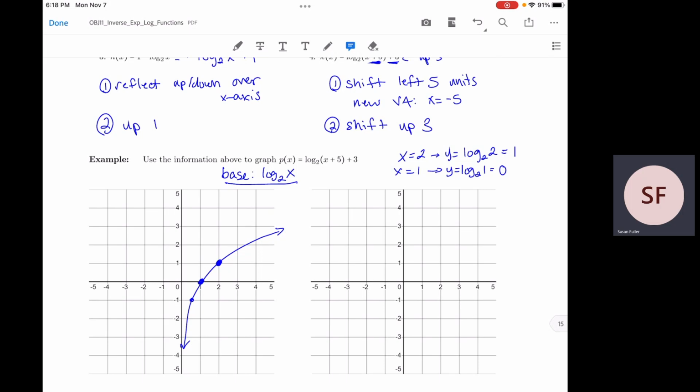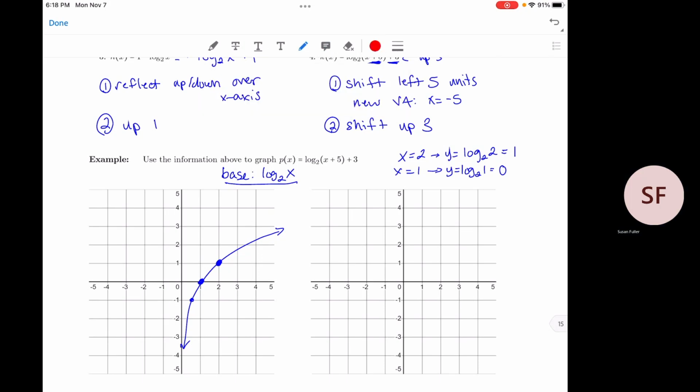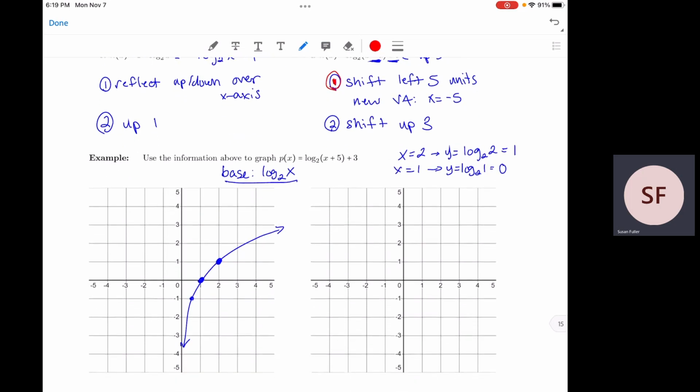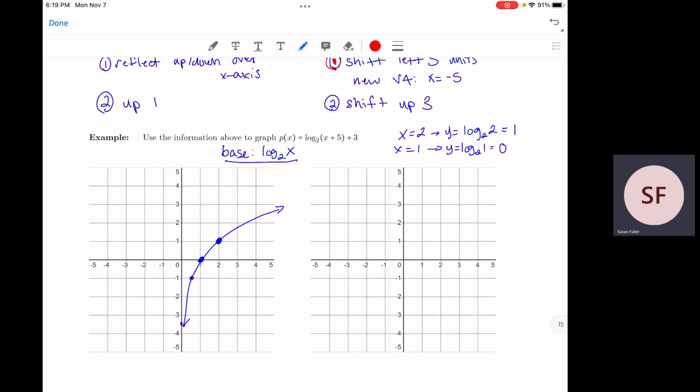So let me switch colors here. The first thing that I will do is shift this whole thing 5 units to the left. So I'm going to take each of my points here and shift them 5 units to the left. Left 5. Okay, so 1, 2, 3, 4, 5 to the left. 1, 2, 3, 4, 5 to the left. And when I do that, my vertical asymptote is going to go with that. So my new vertical asymptote here is x equals negative 5.